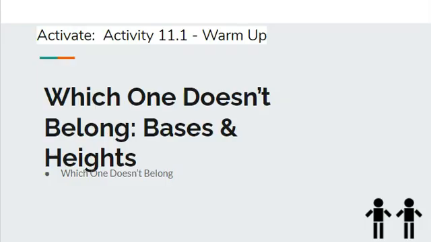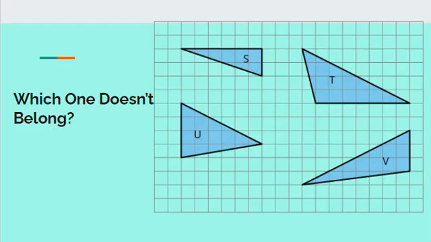So first thing we're going to do here is I want you to take a look at these 4 triangles and figure out which one doesn't belong. So I think you could make arguments for a lot of them, or you could make arguments for each of them as to why they don't belong. The one that I think most likely doesn't belong, though, is going to be S. And the reason that I say S is, why do you think?